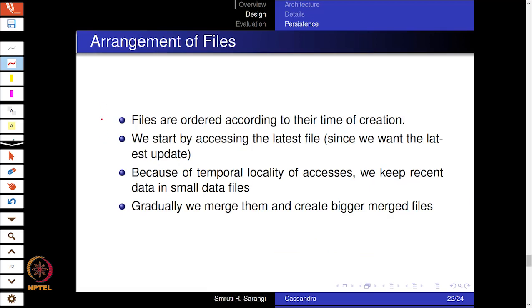The arrangement of files, of course, is that files are ordered according to their time of creation, such that we traverse the files from the newest to the oldest. Since we are on the latest update, we access the latest file, and because of temporal locality of accesses, as I said, we keep recent data in small files, and gradually we keep on merging the older files to create bigger and bigger files, which of course take more time to access, but we are also assuming that accesses to such files will be infrequent.